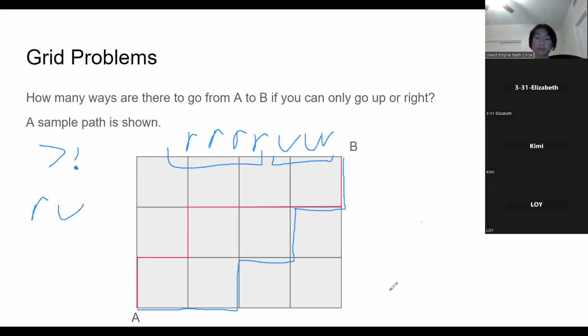So that probably means we have 7 choices. Not 7, like 7 paths. You have more than 7 paths. Way more than 7 paths. So let's think about how to tackle this problem.